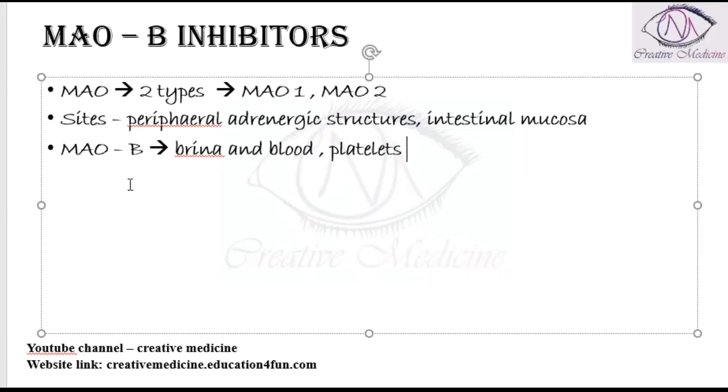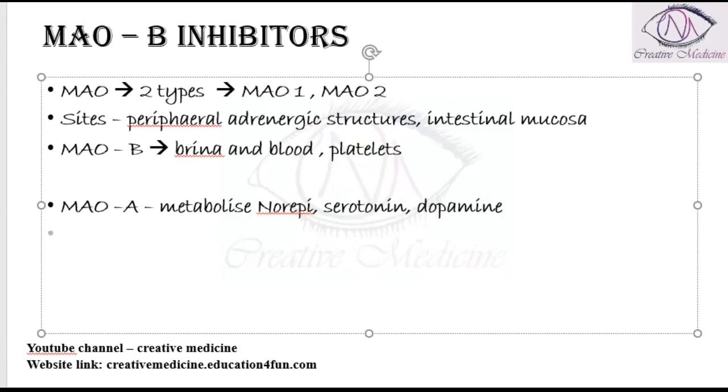Then monoamine oxidase A will mainly metabolize norepinephrine, serotonin, and also dopamine. Whereas monoamine oxidase B will mainly metabolize dopamine, selectively. It will only metabolize dopamine, not the other agents.